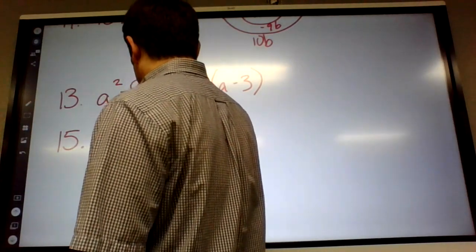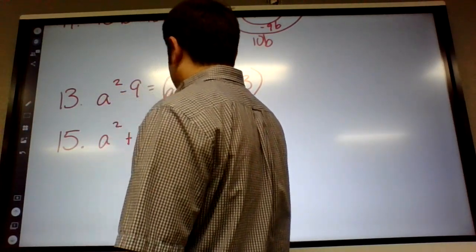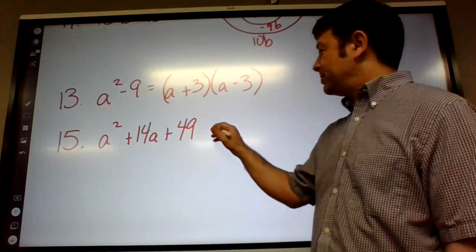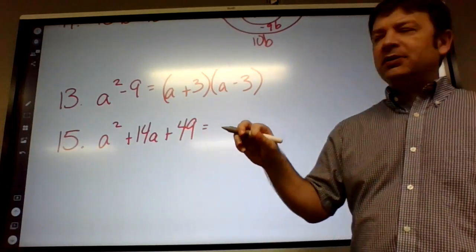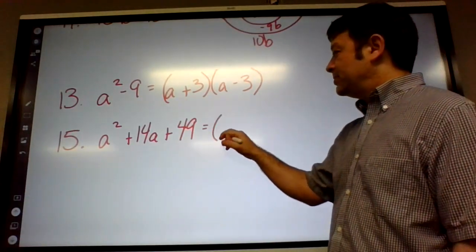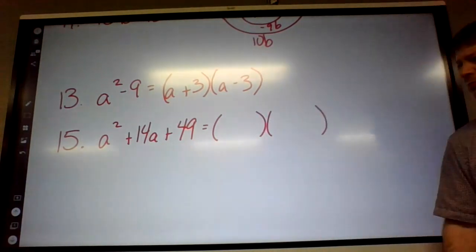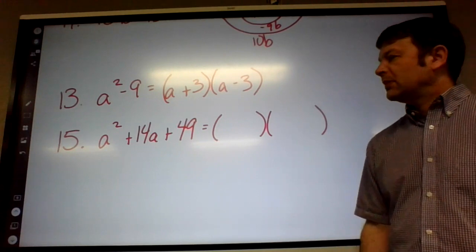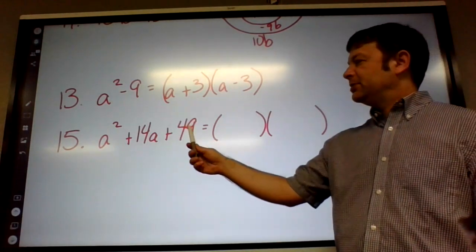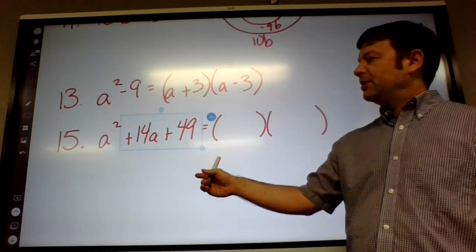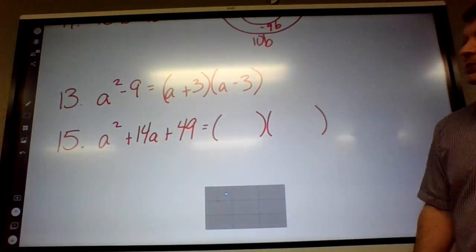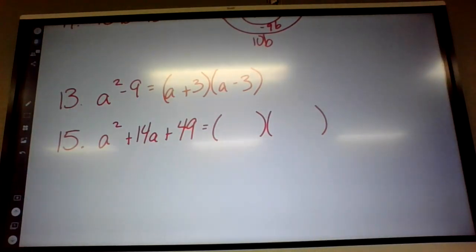Okay, they said this one's a special pattern, but I don't think this one's actually that special. They probably could have just kept it. So Jackson, what do we need to do on 15? You take out the A's. Okay, does an A come out? Oh, wait, no. So it can't take anything out, but it is a 3 term. So how do we do 3 term factoring?